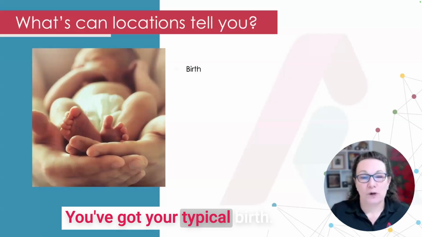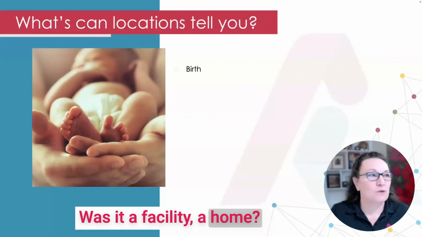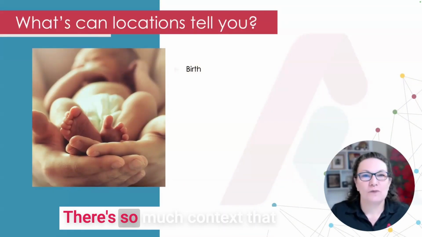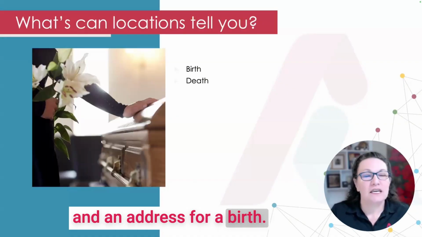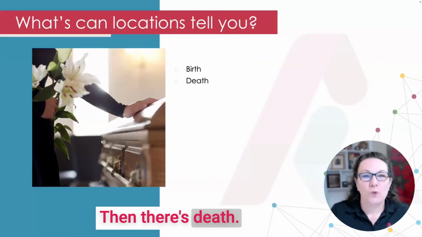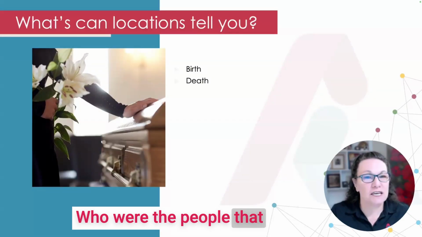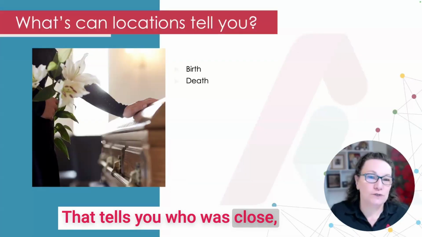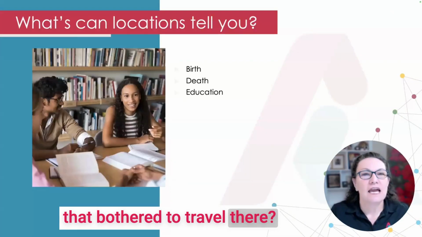You've got your typical birth. Where were you born? Was it a facility, a home? Was it a car on the side of the interstate? There's so much context that can come out of just a date and an address for a birth. Then there's death. Where were you? What were the circumstances? Who were the people that attended your funeral? That tells you who was close, who your associates were that bothered to travel there.